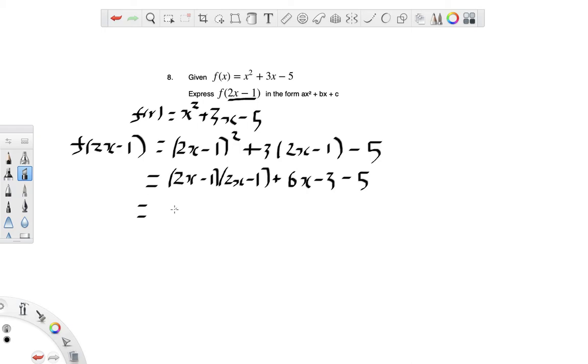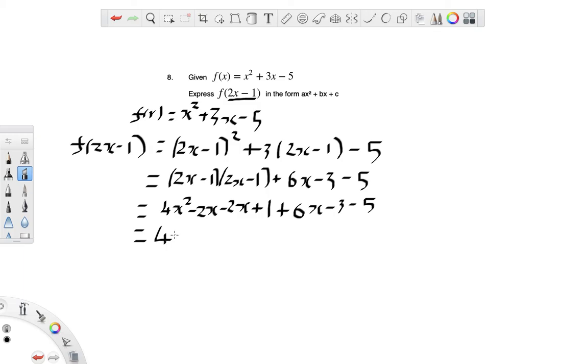So now we'll expand our double bracket. So 2x times 2x, well that's 4x squared. Then 2x times minus 1, well that's minus 2x. Then we've got 2x times minus 1 again, so that's minus 2x. And then we've got minus 1 times minus 1, well that is of course plus 1. Then we've got plus 6x minus 3 minus 5.